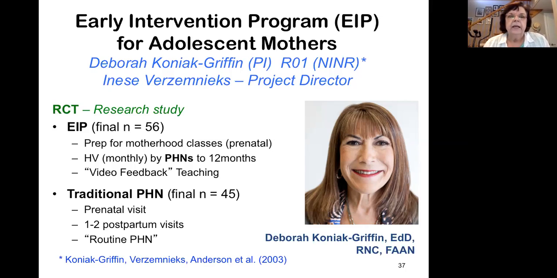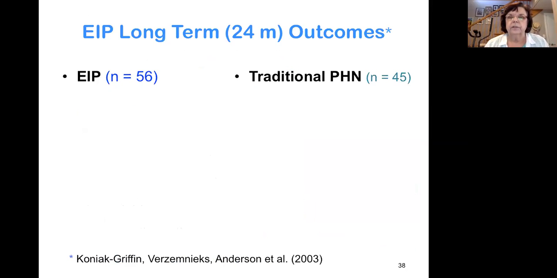parents. And then traditional PHN was 1 prenatal visit and 1 to 2 postpartum visits where they referred them to community resources. So we called this routine. So they all got something. It wasn't that they didn't get anything. And then our research article, if you're interested, I can actually forward it to Vanessa. She can post it too, so you can have that if you wish.